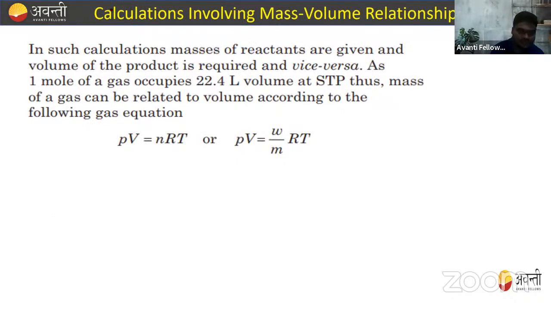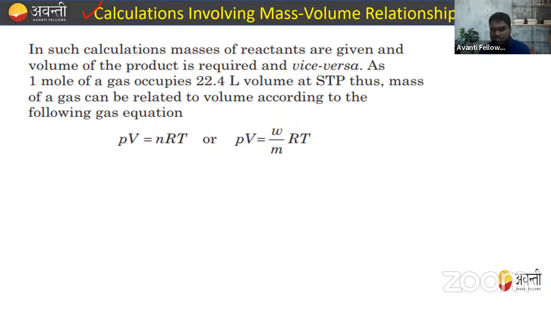ठीक है? चलो. The next is calculation involving mass volume relationship. So this is also a very important relation. In such calculation, masses of the reactant are given and the volume of the product is required, or when the volume is given, the masses of the reactant will be required. So both cases are possible. As we all know, 1 mole of a gas occupies 22.4 liter at STP.